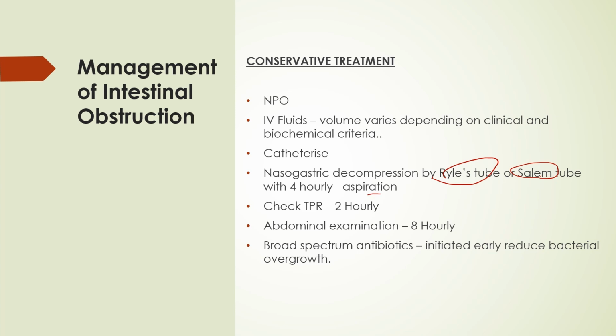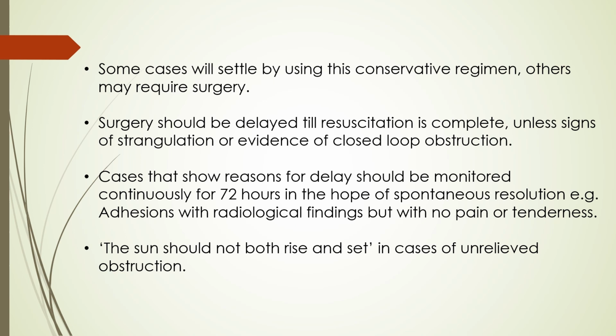with 4-hourly aspiration. We check his temperature, pulse and respiratory rate 2-hourly. We perform the abdominal examination 8-hourly, and we give him broad spectrum antibiotics early to reduce the bacterial overgrowth. Some cases will settle by using this conservative regimen, others may require surgery.